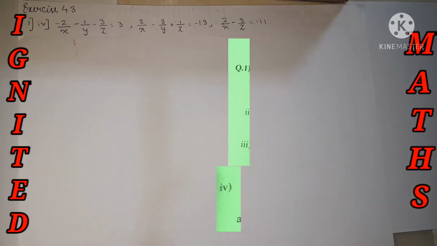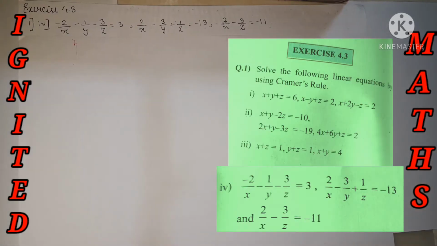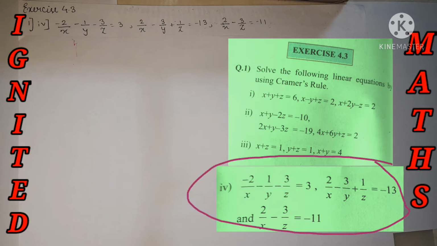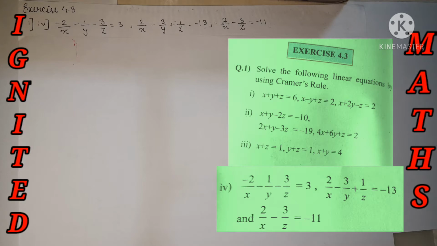First main question, the fourth sub-question I took, in which the question says to solve the following linear equations by using Cramer's rule. We have the equations given in the question and we need to solve by Cramer's rule. Yes, this is nothing but the first application of the determinant. Let's get started. I took the fourth sum because it is complicated in comparison to the first, second, and third.